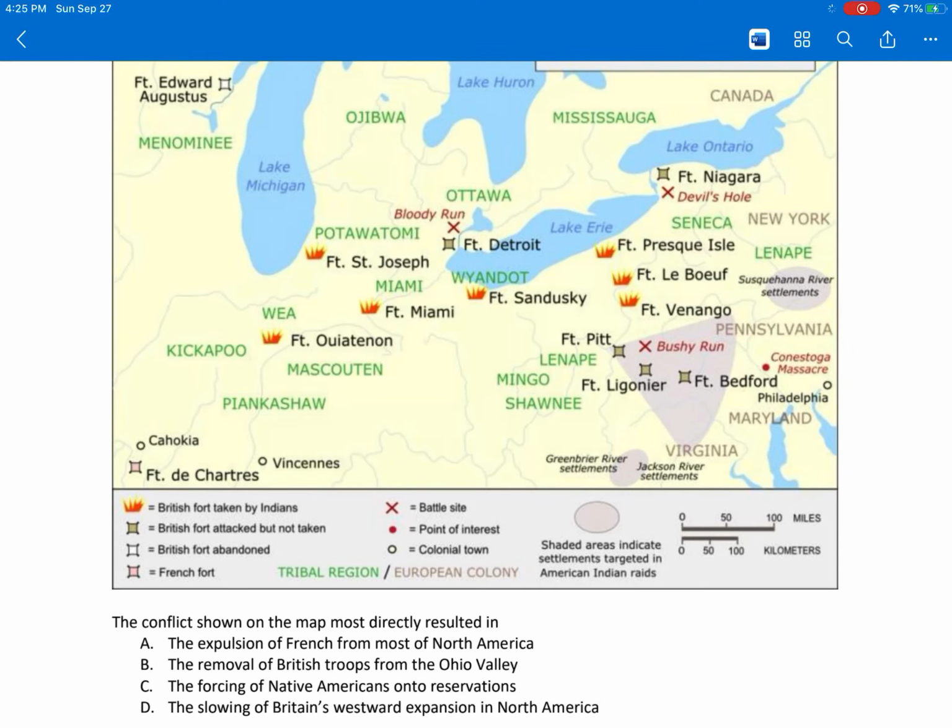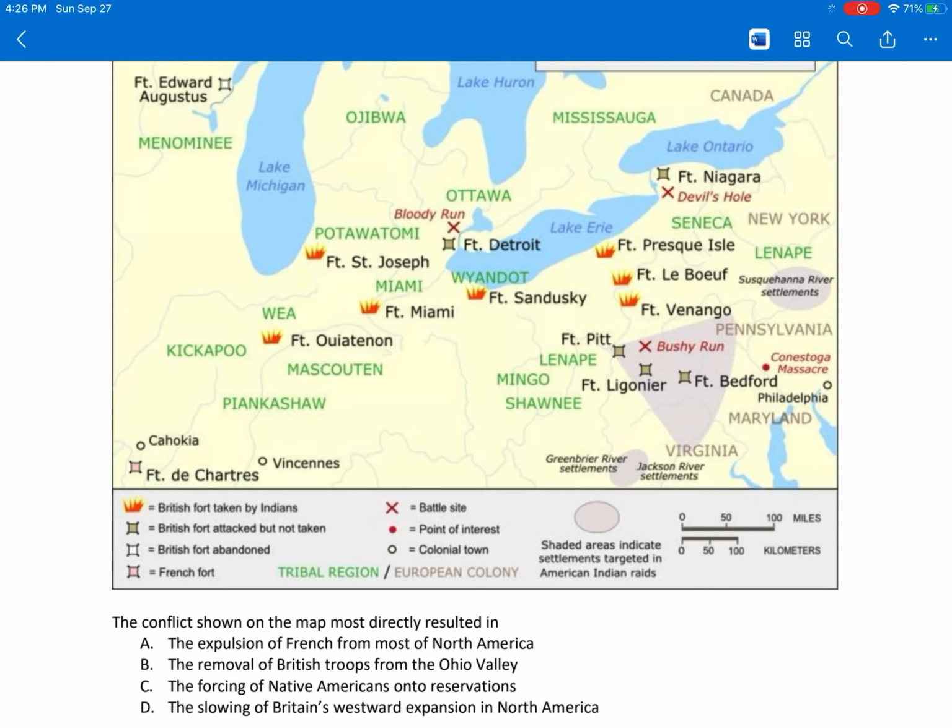B, the removal of British troops from the Ohio Valley. You know, the Ohio Valley was very important because the Ohio River met up with the Mississippi River, which meant that you had access into the Gulf of Mexico. Incredibly important trade route. Well, the British troops were not removed from the Ohio Valley. C, the forcing of Native Americans onto reservations, not yet. In 1763, reservations haven't been set up yet. They will be eventually, not yet.